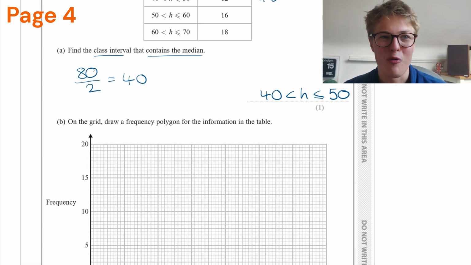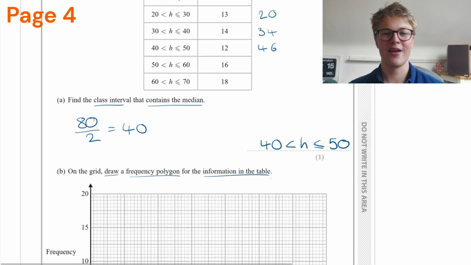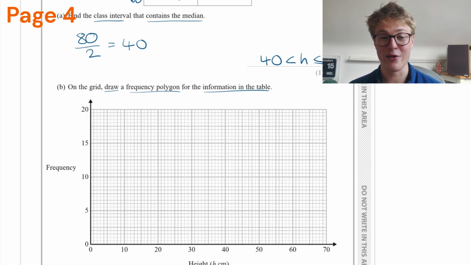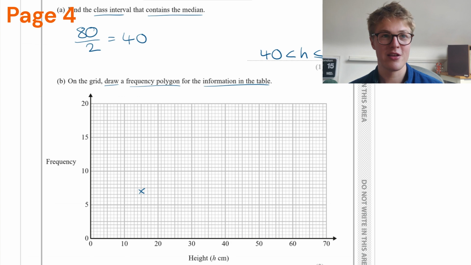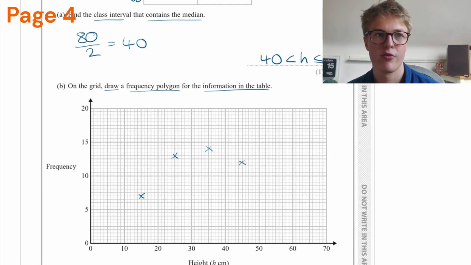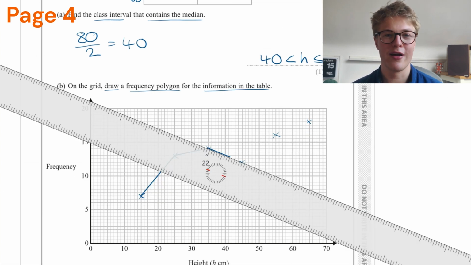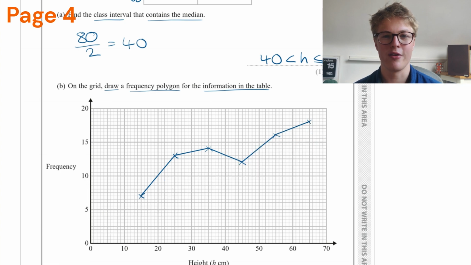So, part B, on the grid, draw a frequency polygon for the information in the table. So what we do is we find the middle value for each of the class intervals, because this is like our average. So we've got 10 to 20 is going to be 15, then we get 25, 35, 45, 55, 65, and then we just plot these values against the frequency. So we're going to have 15, 7, 25 and 13, 35 and 14, 45 and 12, 55 and 16, and then 65 and 18. So, using straight lines, we join up all of the points and we end up with our frequency polygon as requested in the question.